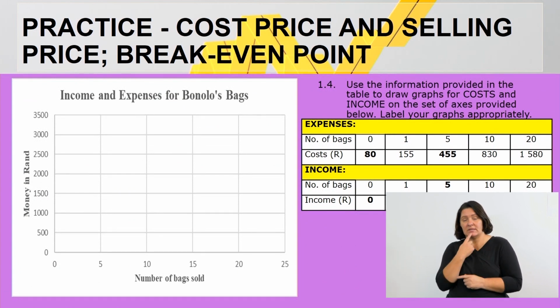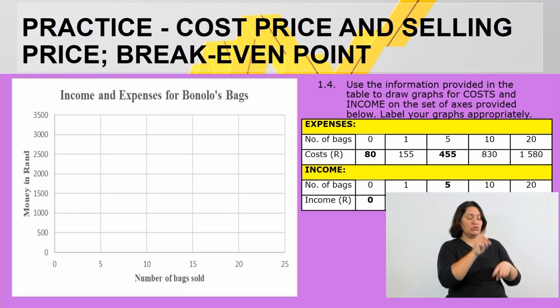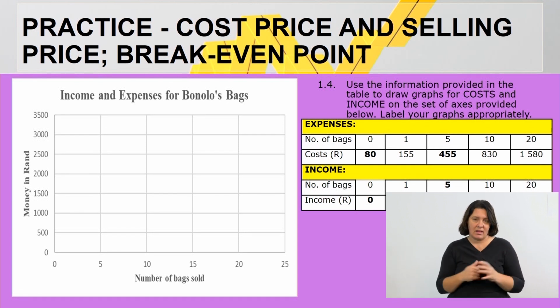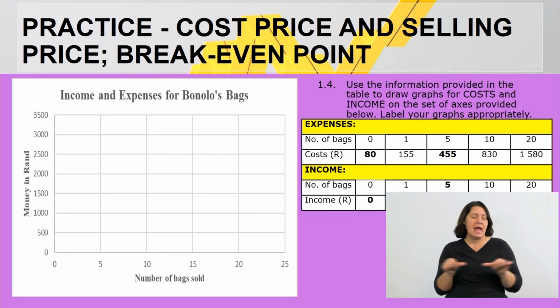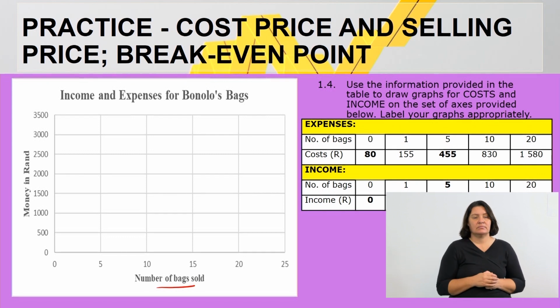1.4. Now I'm saying, use the information provided in the table to draw graphs for the cost and the income on the set of X's provided. Label your graphs appropriately. Looking at this, I'll start with the expenses, and I'm going to estimate more or less the number of bags sold, and here is our money in rand.